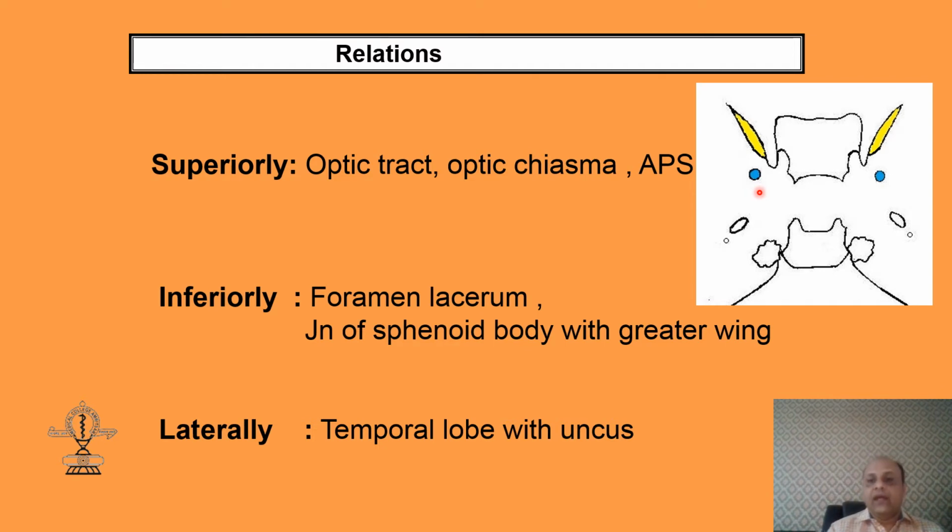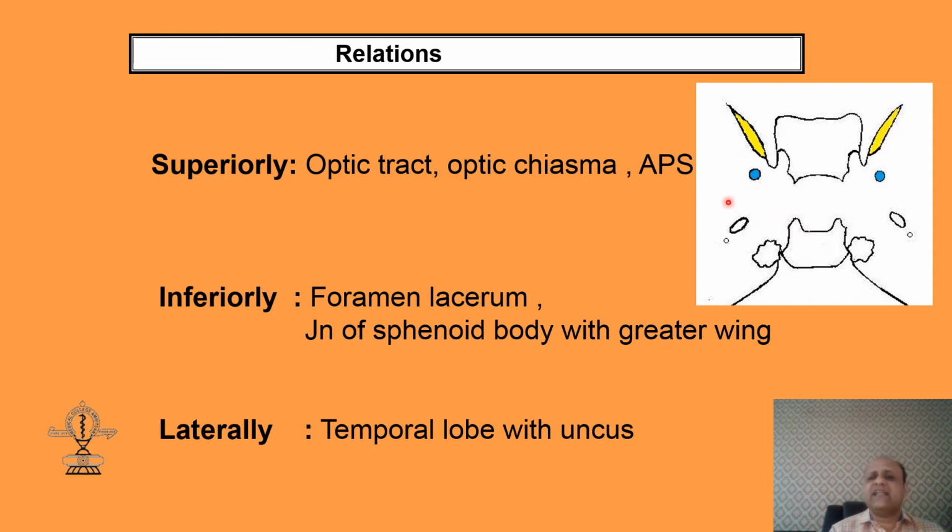So since the cavernous sinus extends from the medial aspect of superior orbital fissure to the apex of petrous part of temporal bone, it is lying somewhere around here. Okay, and now you can make out from this diagram that the foramen lacerum comes to lie in relation to the inferior aspect of the cavernous sinus. Here we have the junction of body of sphenoid with the greater wing. So this is the area of body of sphenoid and this is the greater wing. So this also comes in relation to the floor of the cavernous sinus.